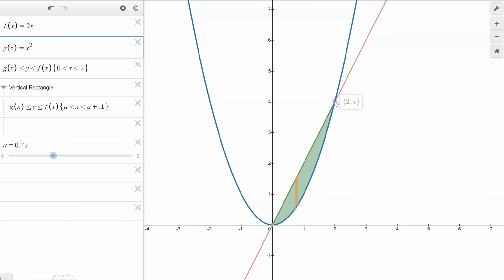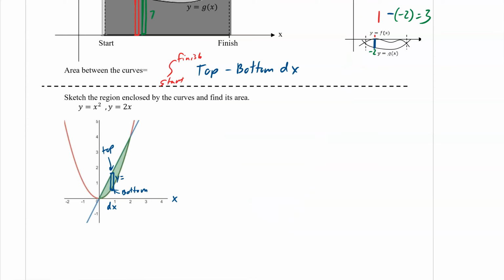Now, how do you find out where they intersect? Well, you can use a calculator if you want, or you can just set them equal to each other. So if we take x squared and set it equal to 2x, and then we solve this, we get x equals 0 and x equals 2. So we know that it's going to go from x equals 0 to x equals 2.